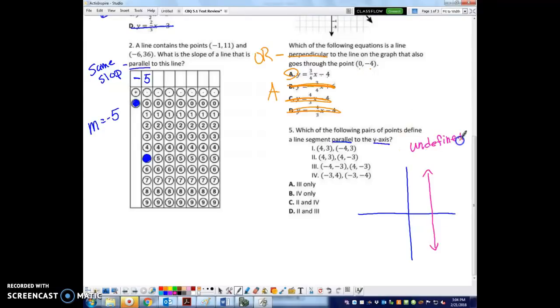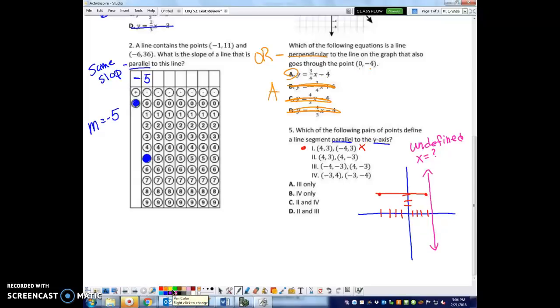We know the equation is x equals some number. Okay, so we know that. Now what about the points? If you need to, plot these points. Okay, so let's plot the points of I. Say I is at 4, 3, 0.1, and the next one's at negative 4, 3. Would this line be parallel to the y-axis? Nope. Let's try another one.